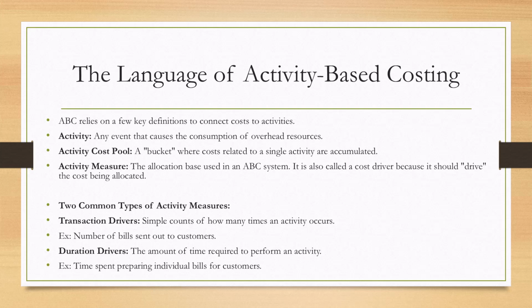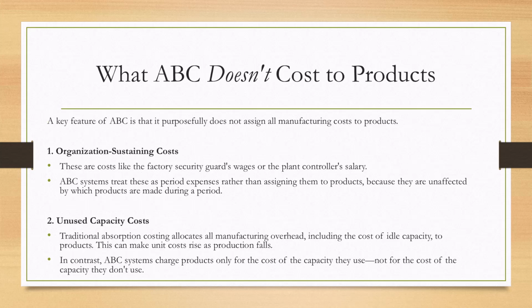There are two common types of these activity measures. Transaction drivers are simple counts of how many times an activity occurs, like the number of bills sent to customers. Duration drivers measure the amount of time required to perform an activity, such as the time spent preparing those individual bills. Just as important as what ABC includes is what it strategically excludes from product costs.